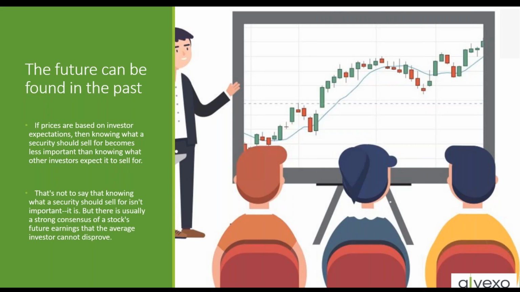So if prices are based on an investor's expectations, then knowing what a security should sell for becomes less important than knowing what other investors expect it to sell for. That's not to say that knowing what a security should sell for isn't important. It is. But there's usually a strong consensus of a stock's future earnings that the average investor cannot disprove.